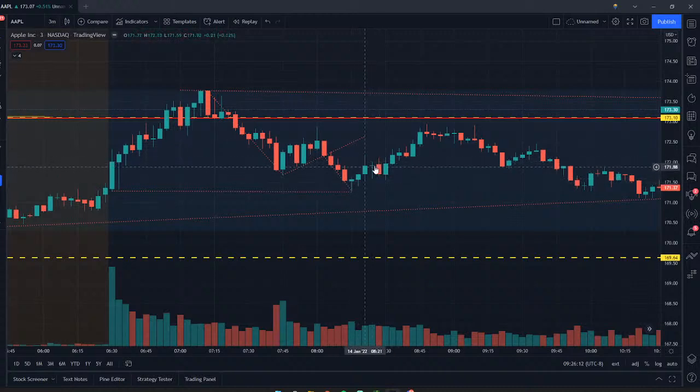Here, that's a pretty ugly candle, and you see we have a red candle afterwards. But you can easily take an entry here on a double bottom to the upside, and you would get paid.